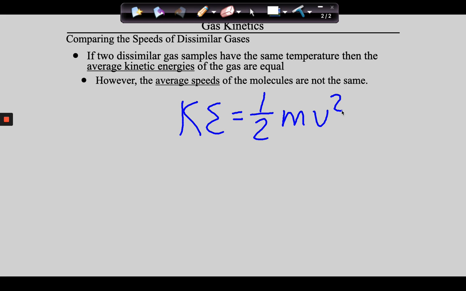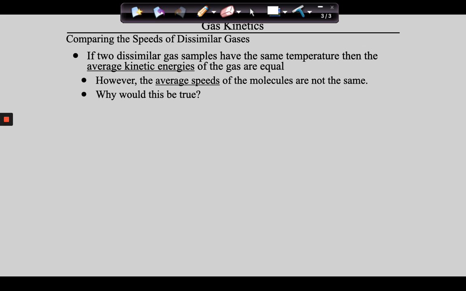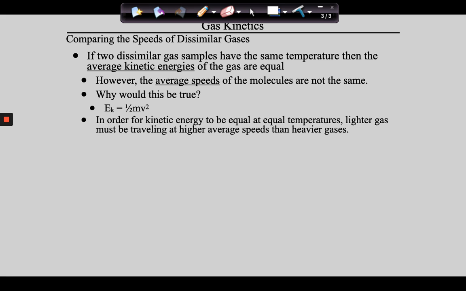Dissimilar. Guys, these gases are not the same. And because these gases are not the same, they don't have the same masses. Because they don't have the same masses, they don't have the same velocities. And as a result, their kinetic energies are equal, but their velocities are not. So guys, it all comes down to this. It all comes down to kinetic energy.